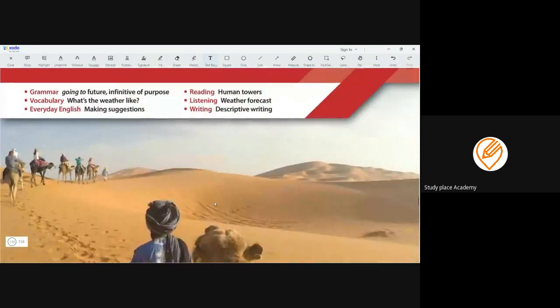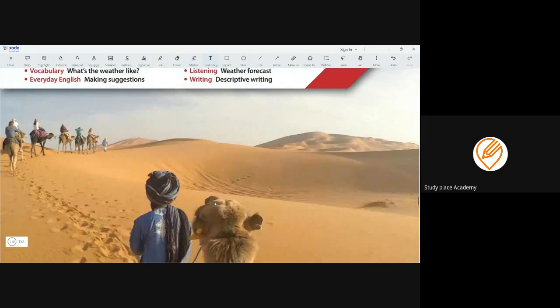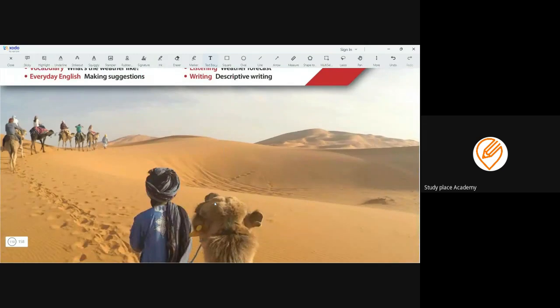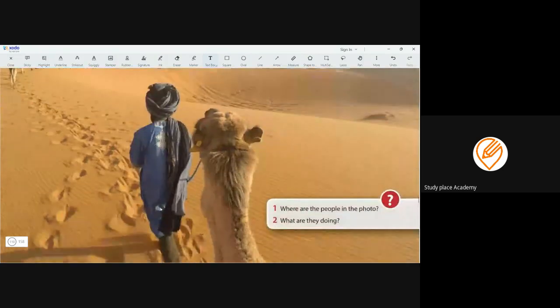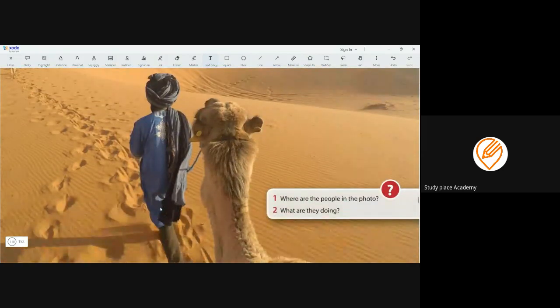So we always have a picture at the beginning of a new lesson, and we are going to talk about the picture we have. So we have questions and we need to answer them. We have two questions here. The first one is saying, where are the people in the photo?